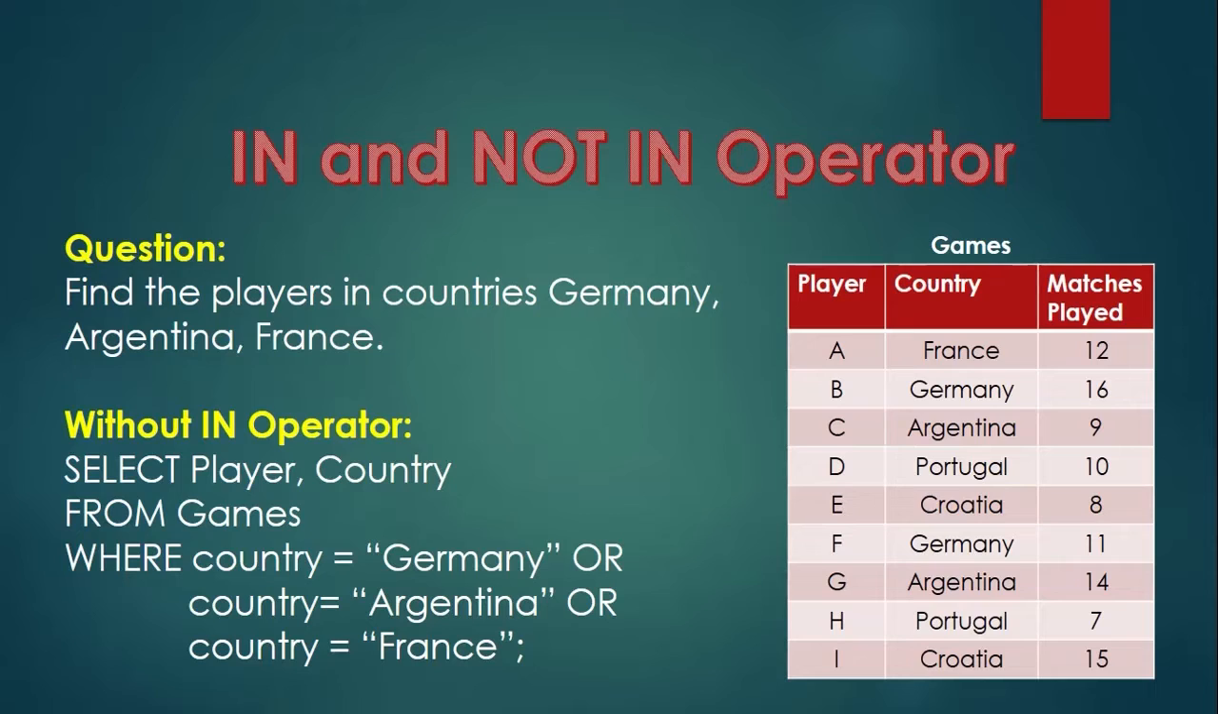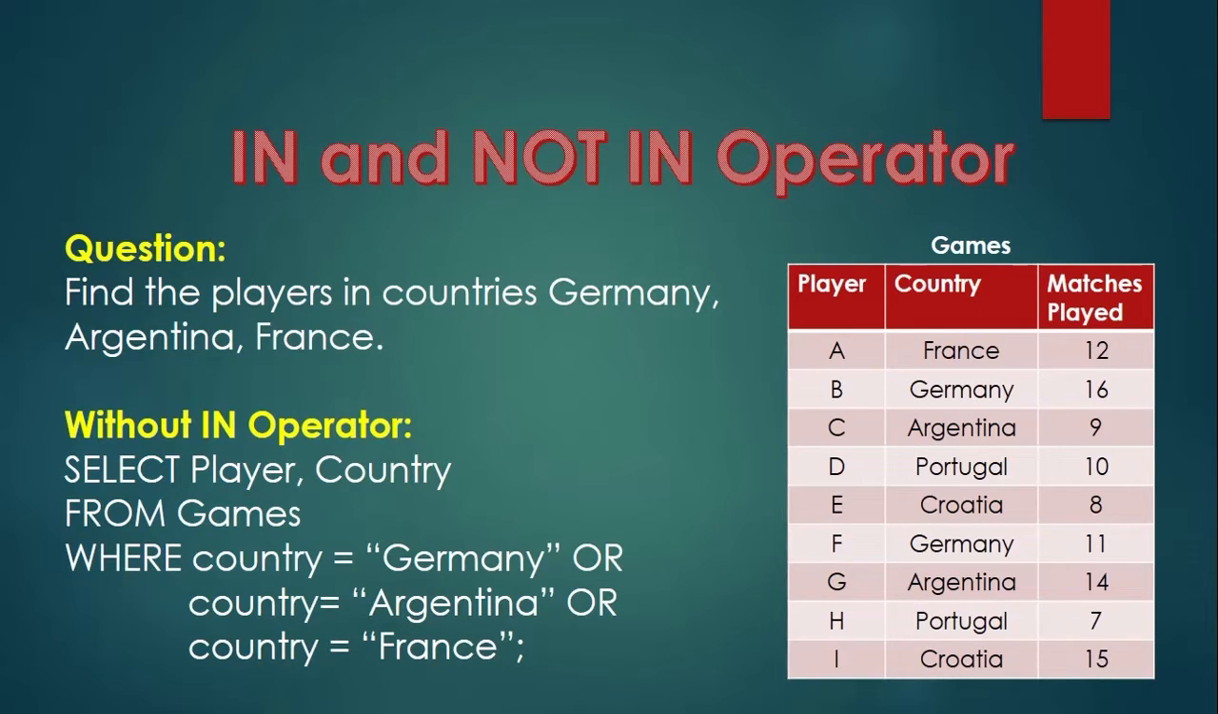Here we have a table named games, which shows the players, the countries, and the matches played. If we are supposed to find all the players of the countries that can be Germany or Argentina or France, so if the country is any one of these three, it should list those players. Without using the IN operator, the query would be: select players, country from games where the country is equal to Germany or the country is equal to Argentina or country is equal to France. So here we have to write the same line three times. Instead, we can use the IN operator to make it shorter and simpler.